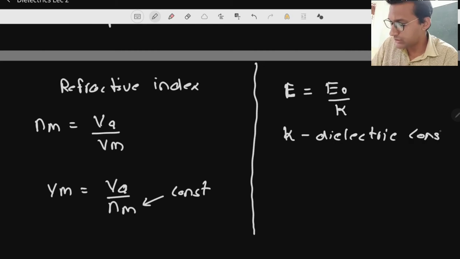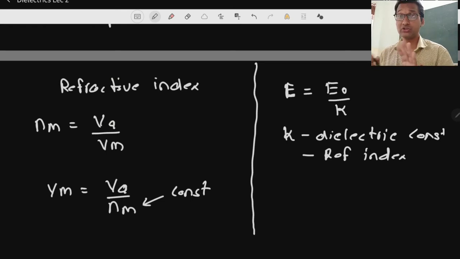K is the dielectric constant, which is similar to the refractive index. Similar to means it is not equal to. I am just giving a comparative example. The work that the refractive index does for the velocity of light, to find the velocity of light in different mediums, the same work is done by this dielectric constant. It will help us find the electric field in the presence of that particular medium.